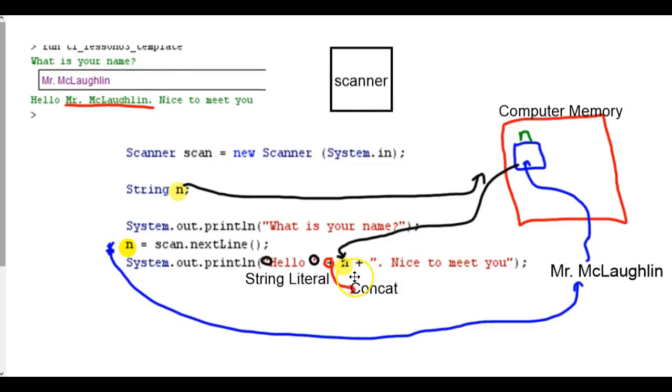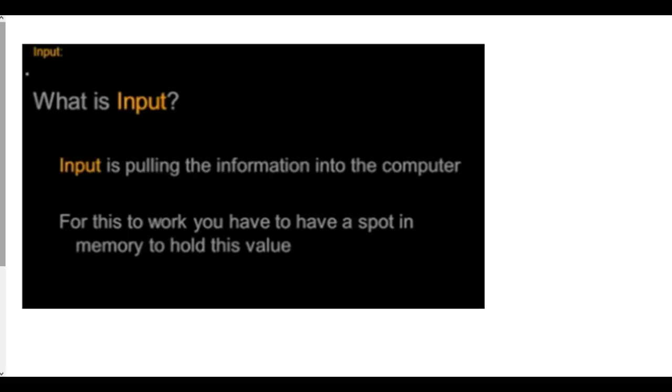So then the computer pulls this string literal, then does a concat with the plus sign, and then takes out of computer memory, goes looks at this address, which then looks at Mr. McLaughlin, and puts that with the word hello. And then finally it concats the last piece of it.